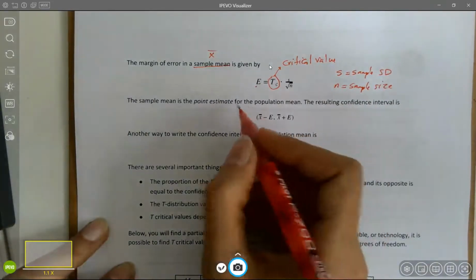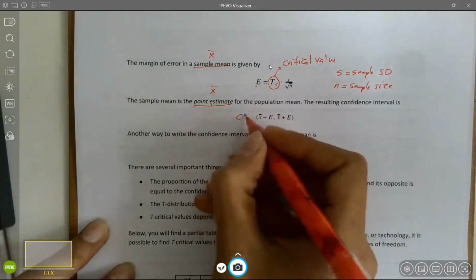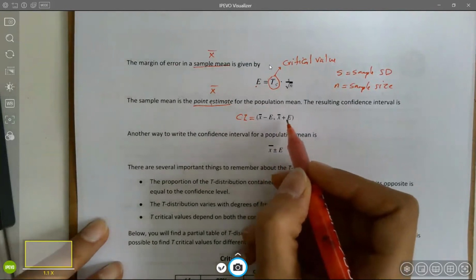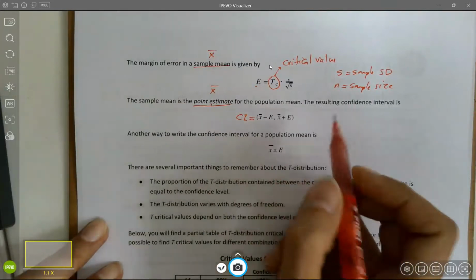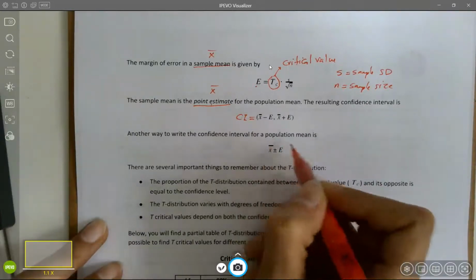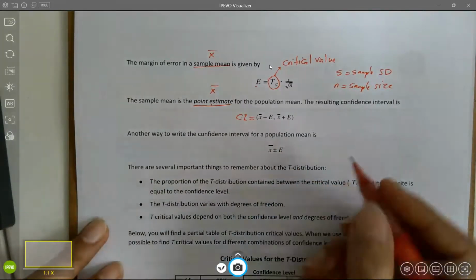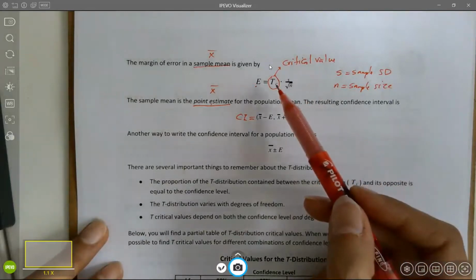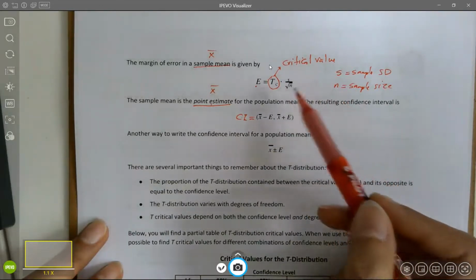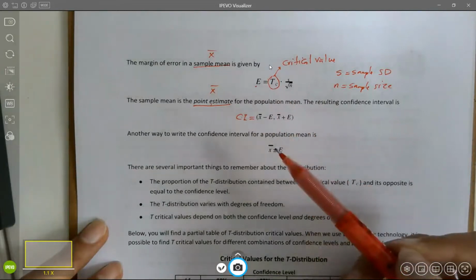In this case, our point estimate is the sample mean, X bar. The confidence interval is X bar minus the margin of error, comma, X bar plus the margin of error. Another way to write the confidence interval is to say that the population mean is between X bar plus or minus the margin of error. So the question is, how do we find this critical value? We already know how to find the sample standard deviation, and it must be given to us, but how do we find t sub C?